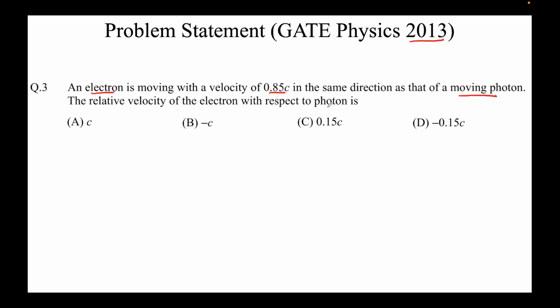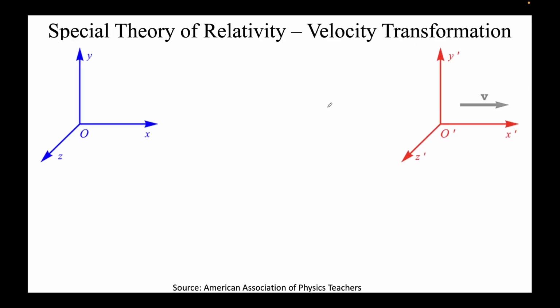But before we start solving this problem, let's have a look at some relevant concepts. So in this, on the left side you have a frame S. Let's say this is at rest. This is an inertial frame, and on the right you have a frame S prime. This is also an inertial frame because this S prime frame is moving at a constant velocity v in positive x direction with respect to the frame S.